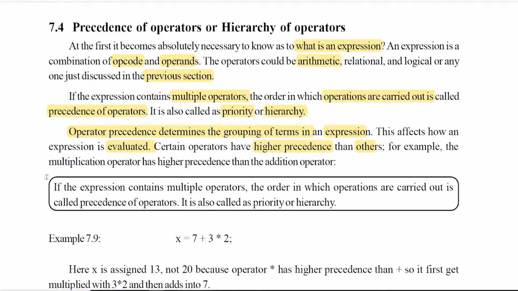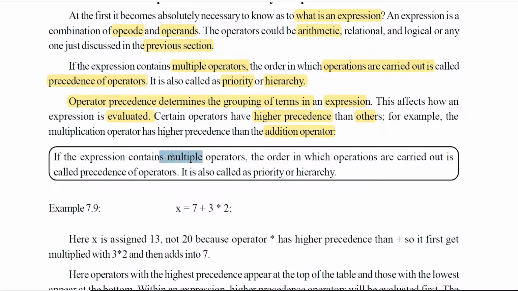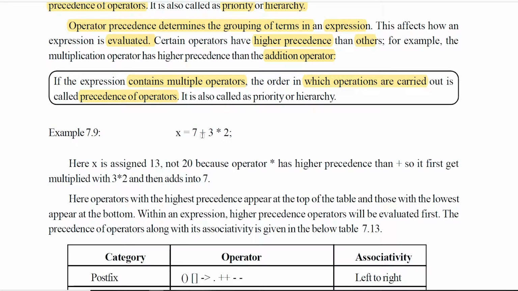For example, multiplication has higher precedence than the addition operator. So if an expression contains multiple operators, the order in which the operations are carried out is called the precedence of operator. That's the definition. It's also called priority or hierarchy of operators. You can see here we have a plus and a star. When you have multiple operators, we have to multiply first, then add. That is the actual value.